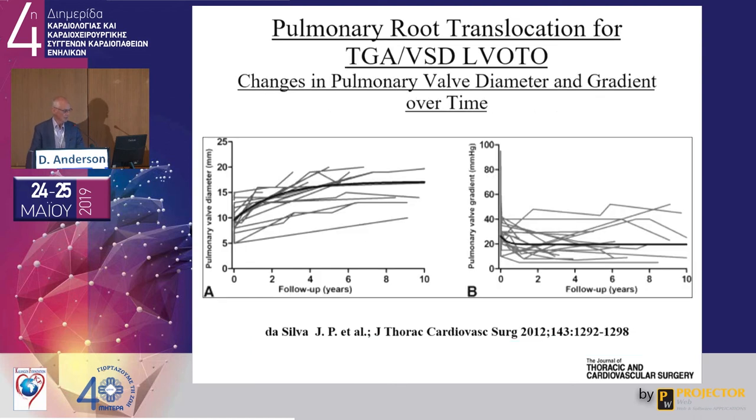What he has also shown is that the pulmonary root appears to grow in parallel with somatic growth, and that the gradient does not significantly increase in the great majority of cases over time, which of course is a very, very good feature.